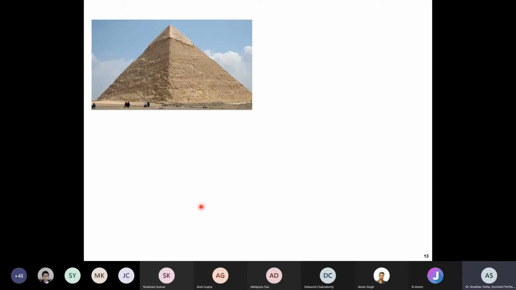Before we go to the examples, let us take a look at some real world objects. So what is this shape? Can anyone tell me?